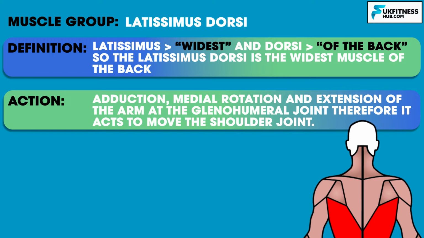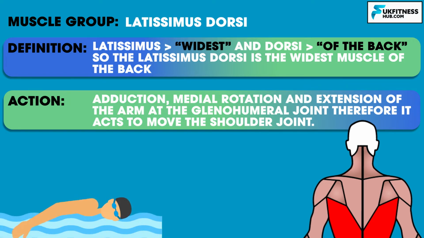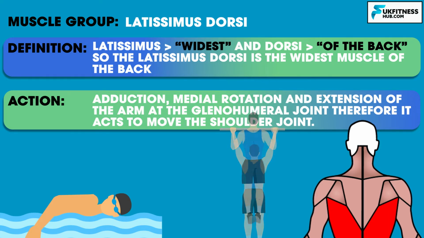You would use your latissimus dorsi when climbing and in certain swimming strokes such as the front crawl, and even when you push on the arms of a chair to stand up. A classic gym movement that works the latissimus dorsi is a pull-up.